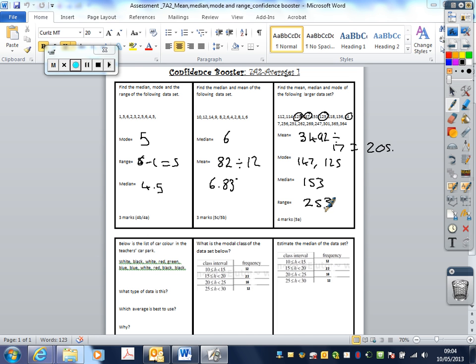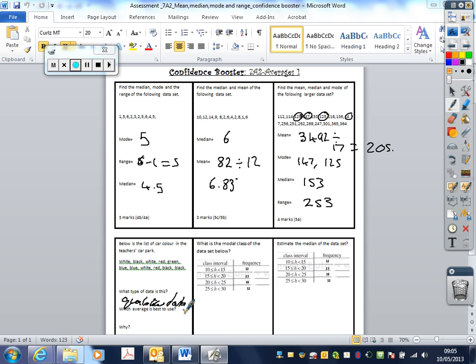Okay, so going down to this one, we've got below a list of the car colours in the teachers' car park. So white, black, white, red, green, blue, blue, white, red, black, black. What type of data is this? Can anyone remember? Go on, Toby. No, it's not. What type of data is it? Lauren, go on. Qualitative data, thank you. Because it's quality, it's not quantity, it's quality. So it's qualitative.